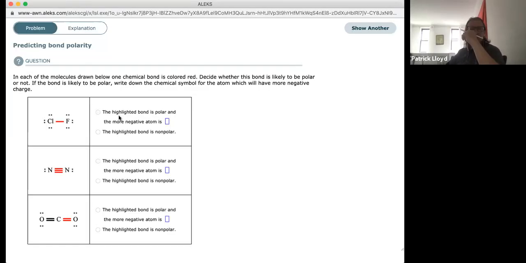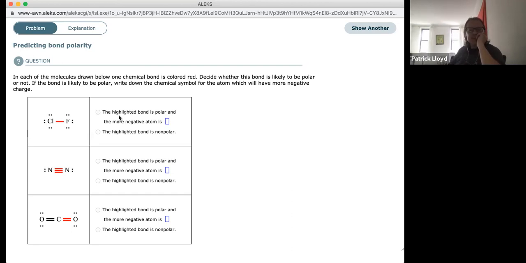Okay. Next, we look at predicting bond polarity. In each of the molecules drawn below, notice they highlighted these bonds with red lines, right? By the way, if you have one line, that's one pair of electrons, called a single bond. If you have two lines between two atoms, that's called a double bond. Two pairs of electrons is a double bond. And if you have three pairs, that's called a triple bond. So the first molecule, ClF, has a single bond. The second molecule, N2, has a triple bond. And the third molecule, CO2, has a double bond. Two double bonds, in fact, right?